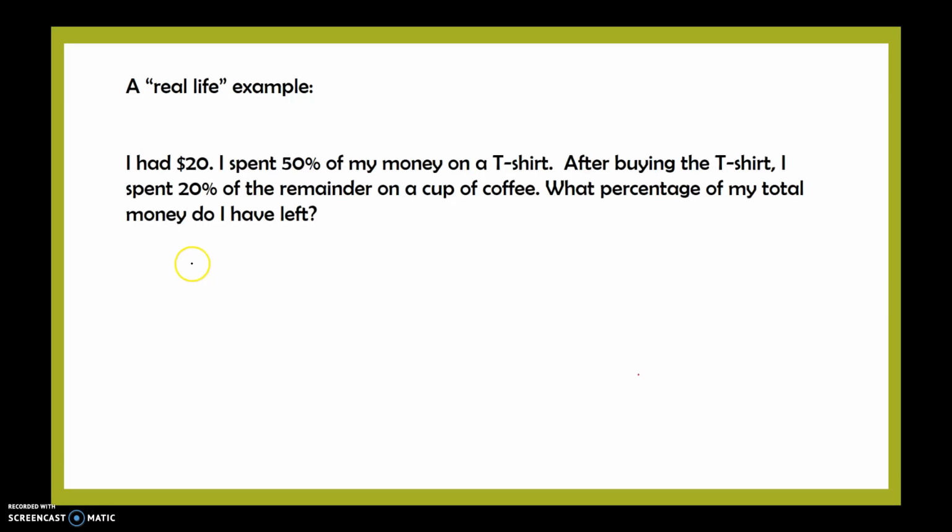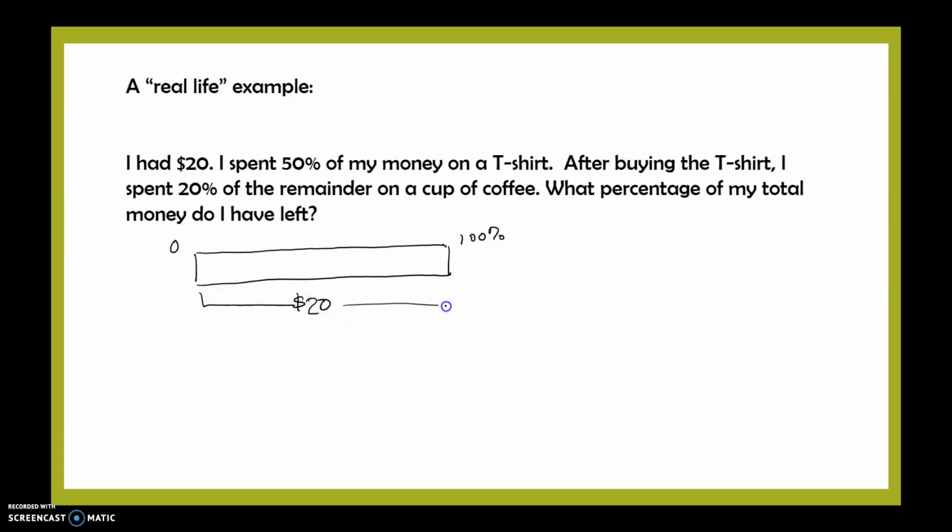All right, so a real life example. I had $20. I spent 50% of my money on a t-shirt. Let's just draw that really quick. There's my 20 bucks. There's 50%. I spent this part on a t-shirt. And I'm sure in your heads you know that 50% of $20, or half of $20, is going to be $10, right? Well, that means that I have $10 left.